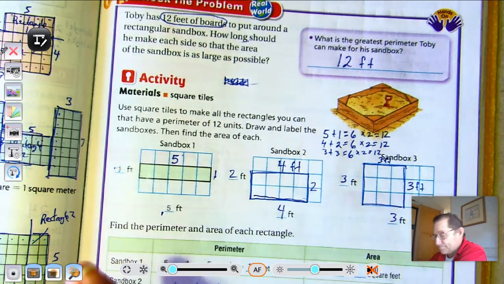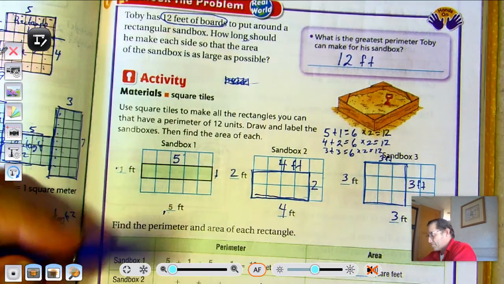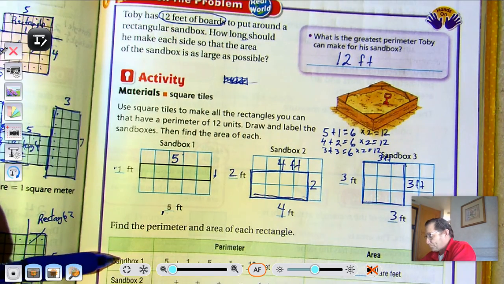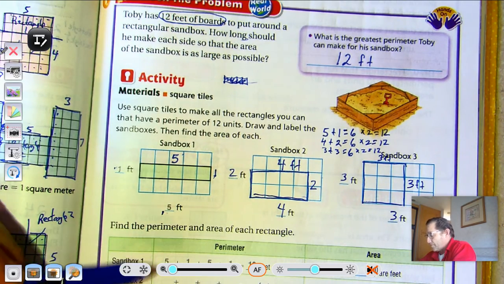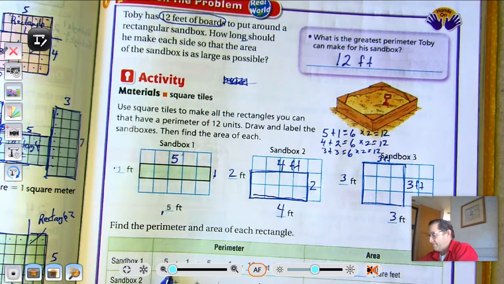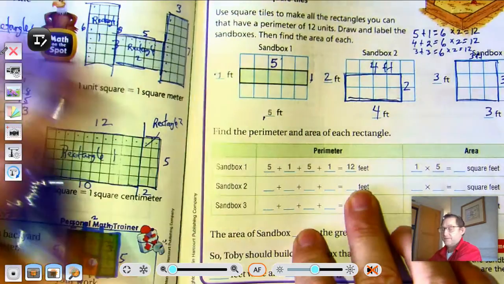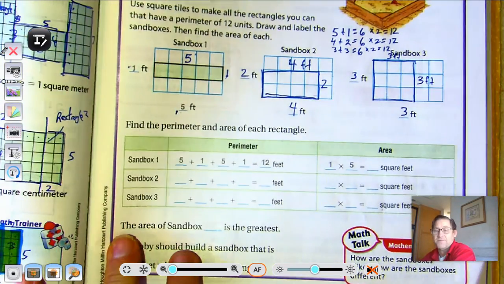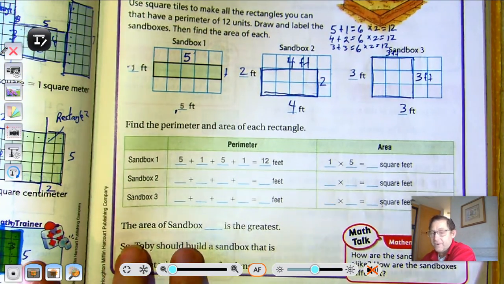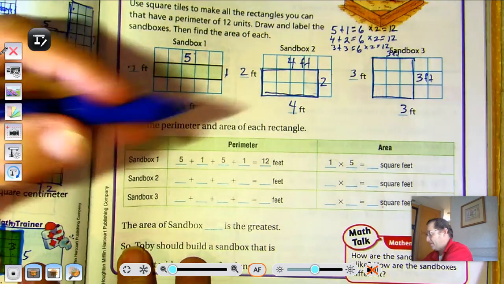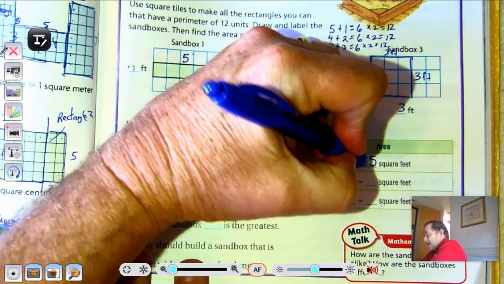Okay, all right. So let's look at the perimeter here. We have 5 plus 1, 5 plus 1. That gives me a perimeter of 12. But what is 1 times 5? Because area is length times width. Gives me 5 square feet.